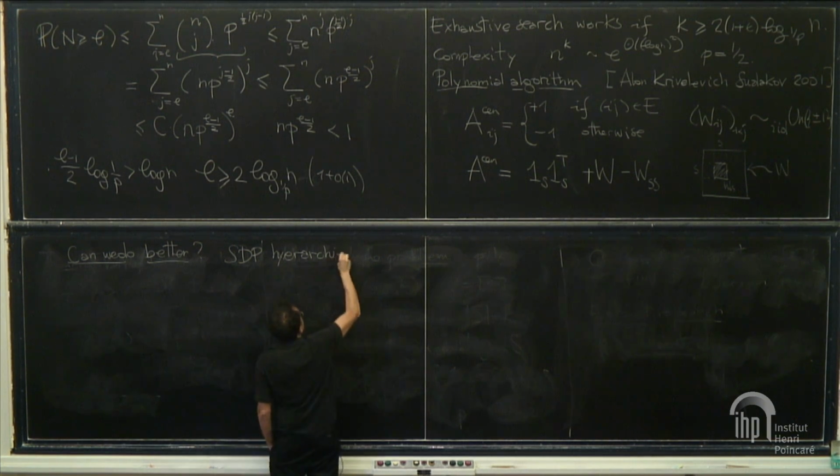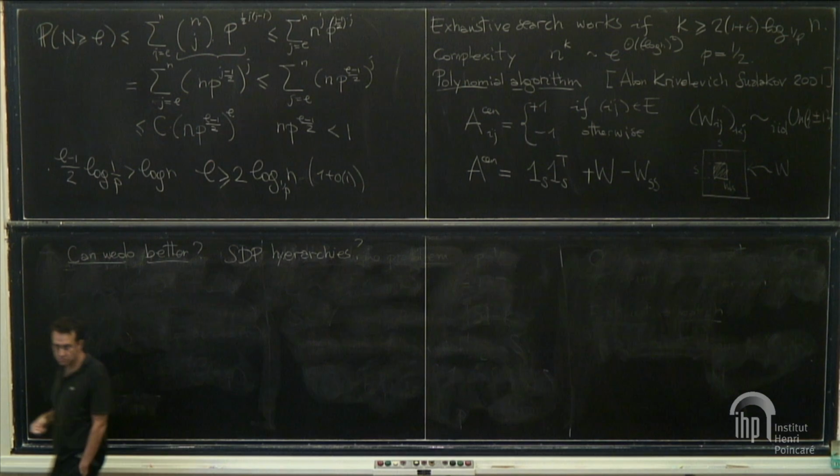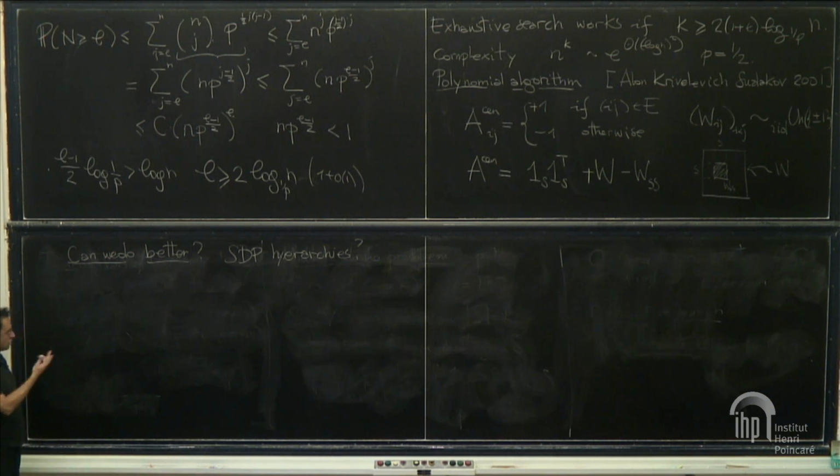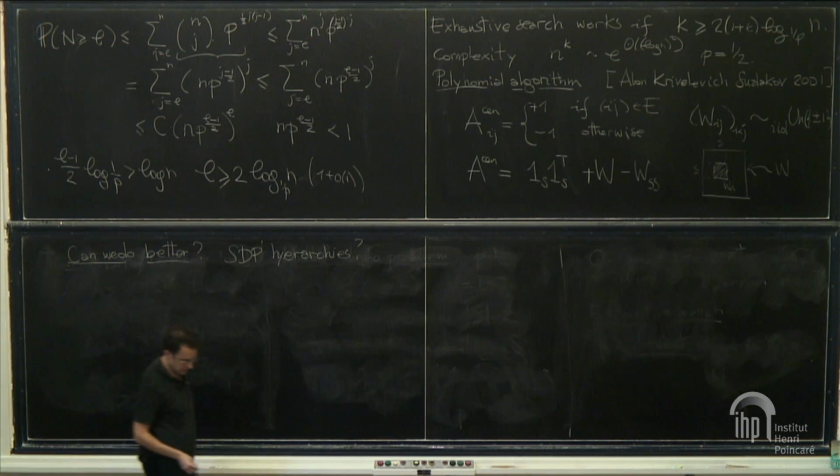Hierarchies. So let me go over what it is. So we have a nice optimization formulation of this problem. We said that if you search over all cliques of size k and you output the first clique that you find, that will give you a statistically optimal solution, right?